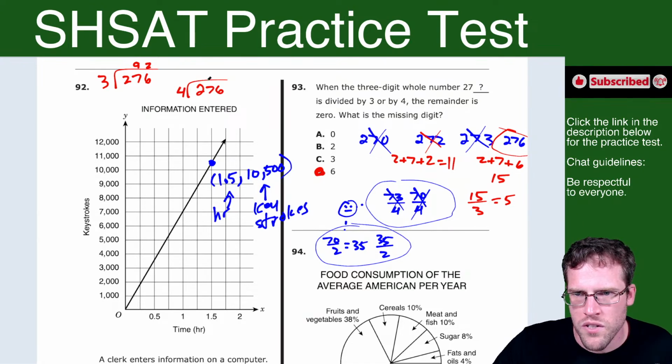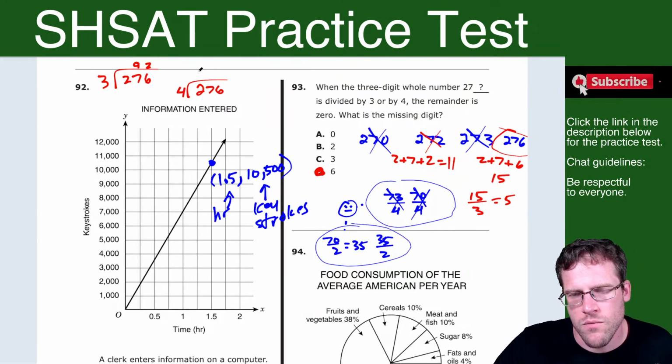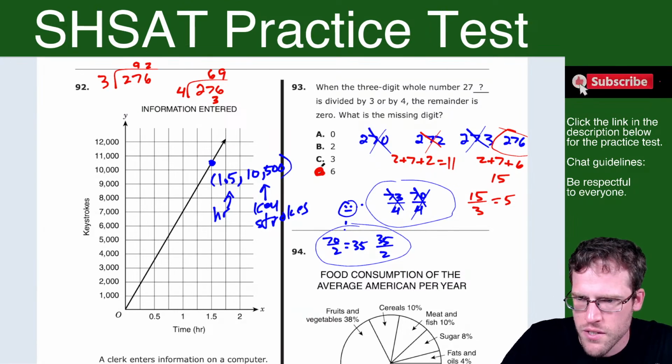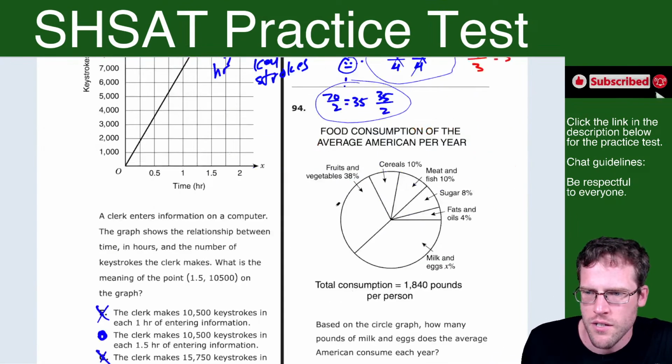4 goes into 27 six times. And then you get 24, remainder 3. So yeah, 69 times 4 is 276. So choice D.